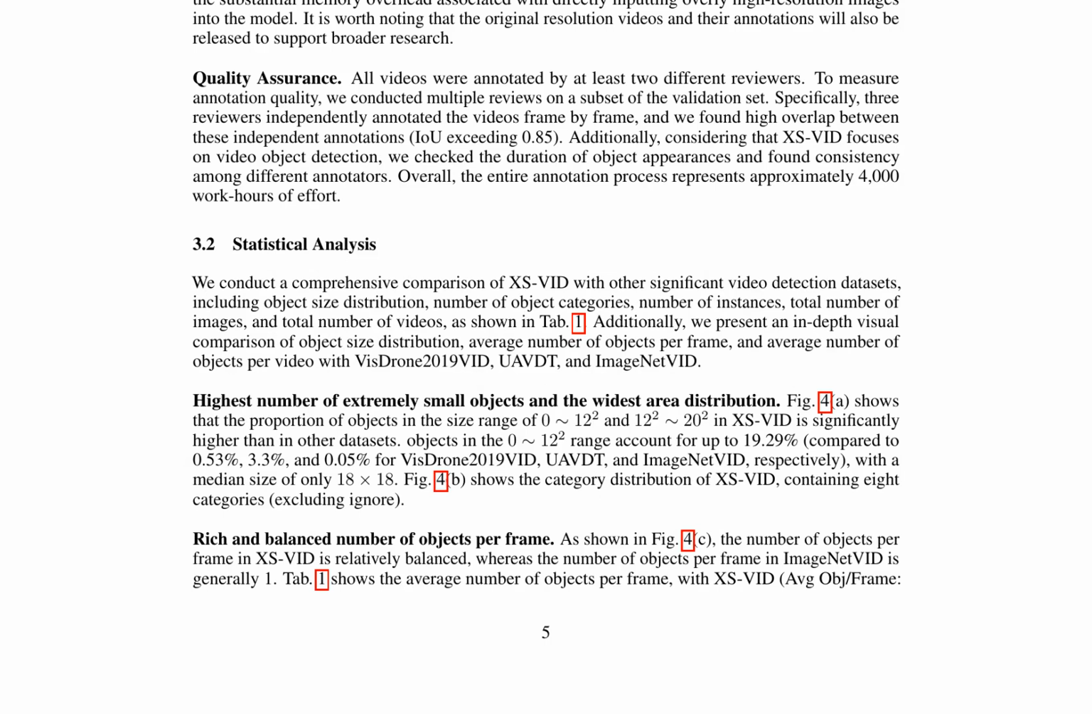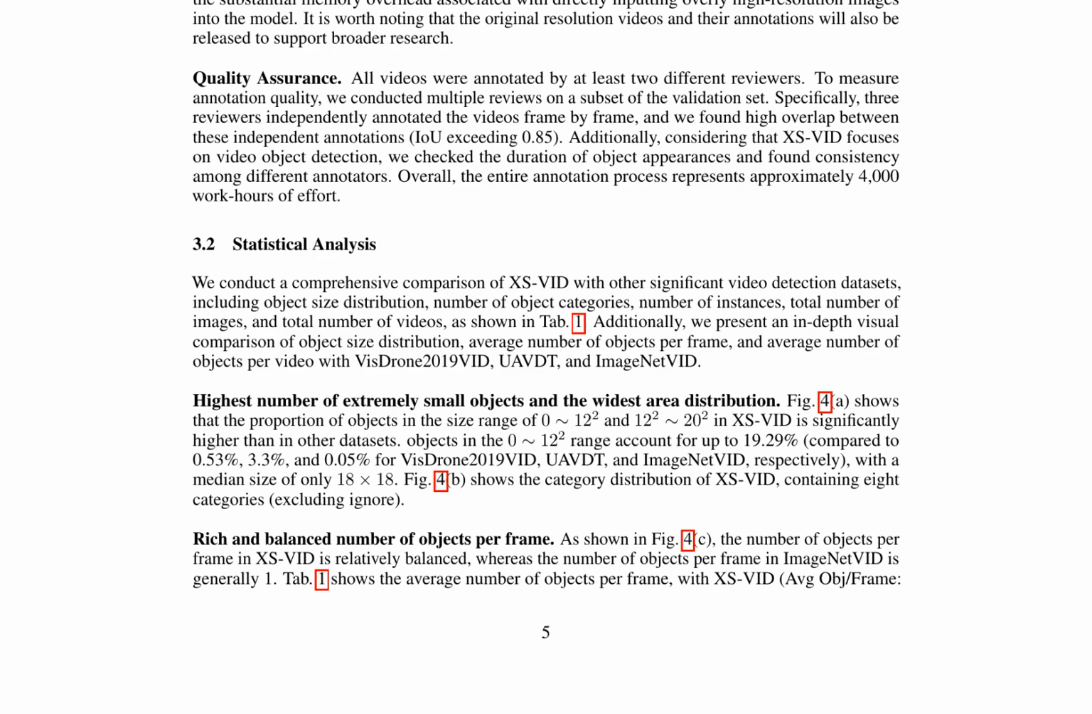The quality assurance process involves multiple reviewers annotating the same videos, with high overlap between independent annotations, IOU exceeding 0.85. The entire annotation process represents approximately 4,000 work hours of effort. A statistical analysis of XS-VID is conducted, comparing it with other significant video detection datasets, including object size distribution, number of object categories, number of instances, total number of images, and total number of videos.